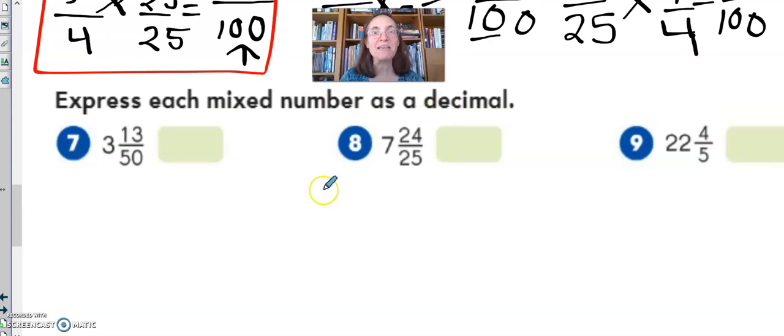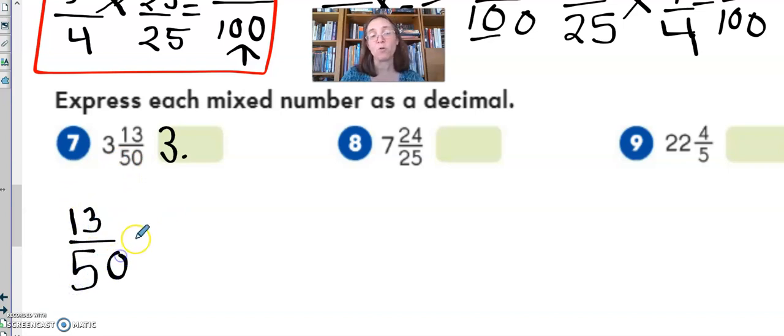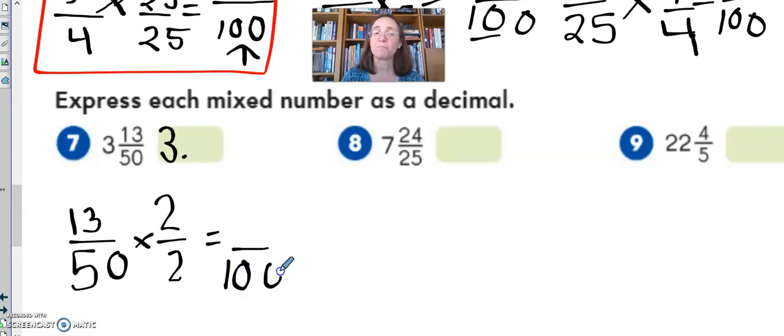Ooh, express each mixed number as a decimal. Well, this is not an improper fraction at all. So I'm just going to go ahead and write that whole 3 right there and get ready for my hundredths. Now, 13 50ths, we have to get those to be hundredths. 13 is prime, so I won't be able to divide to get to my hundredths here. So I think I'm doing hundredths, and I know that 50 times 2 equals 100, so I'm going to multiply all of that by 2 halves to get it to be hundredths, which works in our place value system. So 13 times 2 is 26.